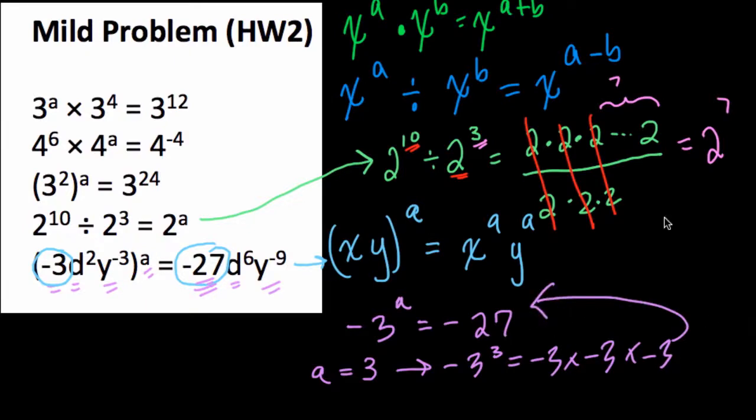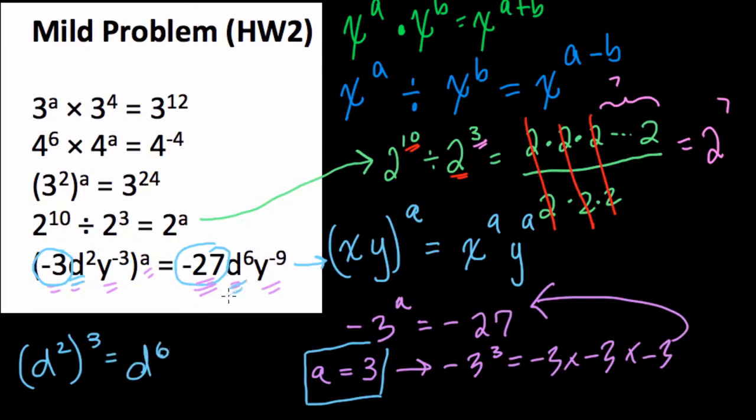So we basically solve it here because now you know the exponent is 3. A is equal to 3, and we can test it out because then we would cube d squared, and d squared cubed, we multiply those exponents just like before, is d to the 6th, which we get, and then y to the negative 3rd, cubed, is going to equal y to the negative 9th. Negative 3 times 3 is negative 9, and that's what we have here. So here the exponent a is equal to 3.